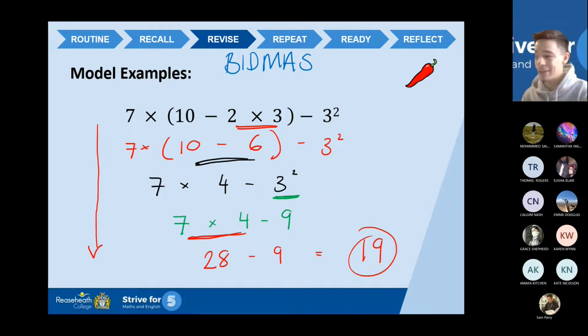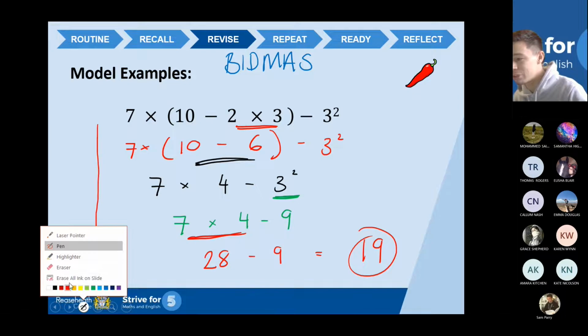neater and neater until I'm left with quite a nice sum at the end. But that's BIDMAS to the next level. Like, I'm not joking, that's BIDMAS to the highest level in terms of complexity. You've got brackets, indices, multiplication, subtraction, etc., etc. And then you've got 4 different things.